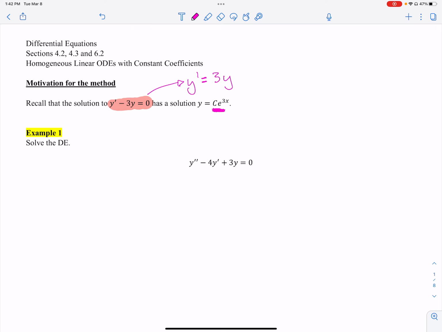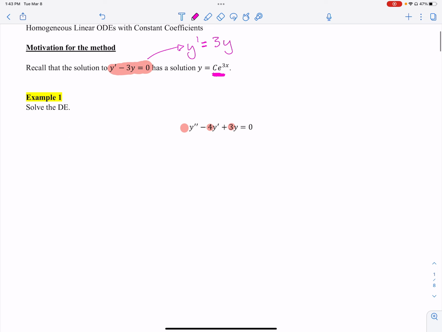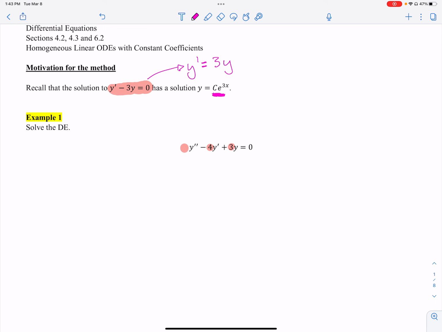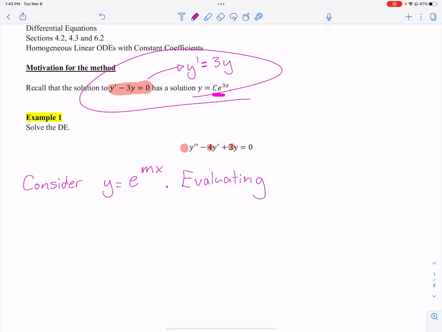So it is natural for us to ask, when I have a DE that has coefficients that are constants, maybe the same idea will work. And it actually does. So the solution we are going to consider, let's write this out: y equals e to the mx. We're going to plug this in and see if we can come up with a solution this way, on the intuitive approach that this worked up here, maybe this will work down here.